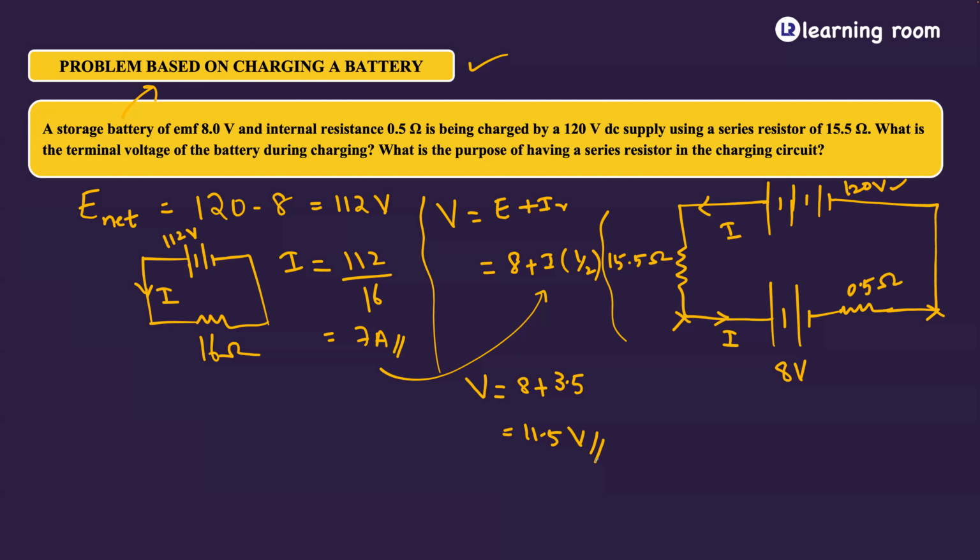So you add a series resistor and not directly connect both the cells together, only to control the amount of current that is being flown to the other part of the circuit. Is that point clear? Yes. So this is all about this problem.